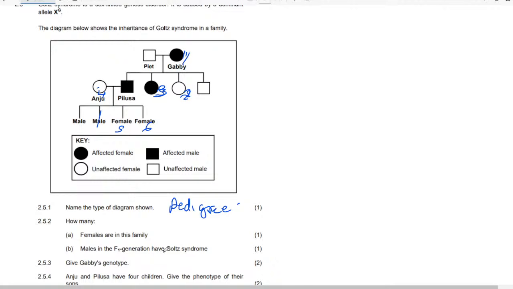Males in the F1 generation. They're saying F1 generation. How many males in the first generation? Remember, you have first generation, second generation, then third generation. So how many generations are these? There are 3. So they're asking how many males in the first generation. It's only 1, the father.